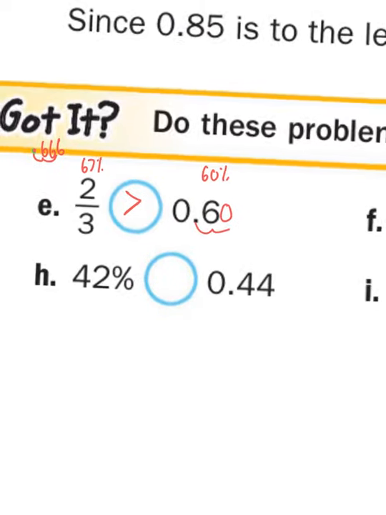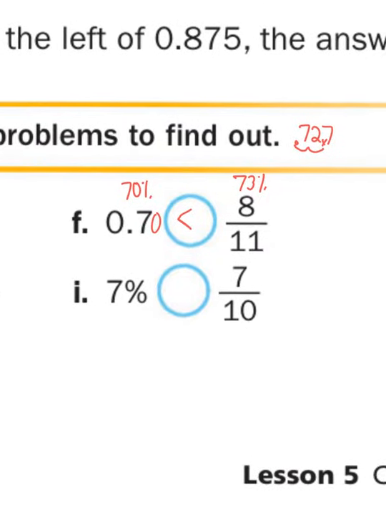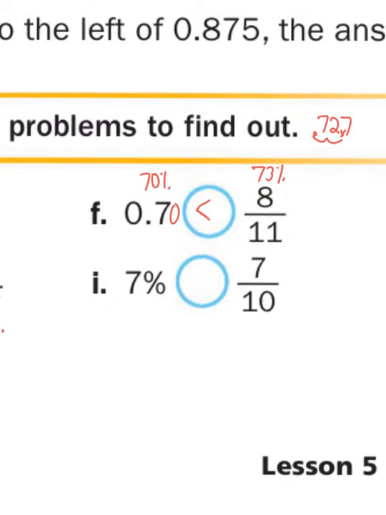Okay, let's go down to the next one. H, 42% versus 44/100ths. Well, this is already a percent, so I'm just going to move the decimal and make it 44%. 42% is less. Okay, I. So I have 7%. That's already a percent. Now 7/10, if I divide, is 0.7. And if I move the decimal, add a 0, it's actually 70%.